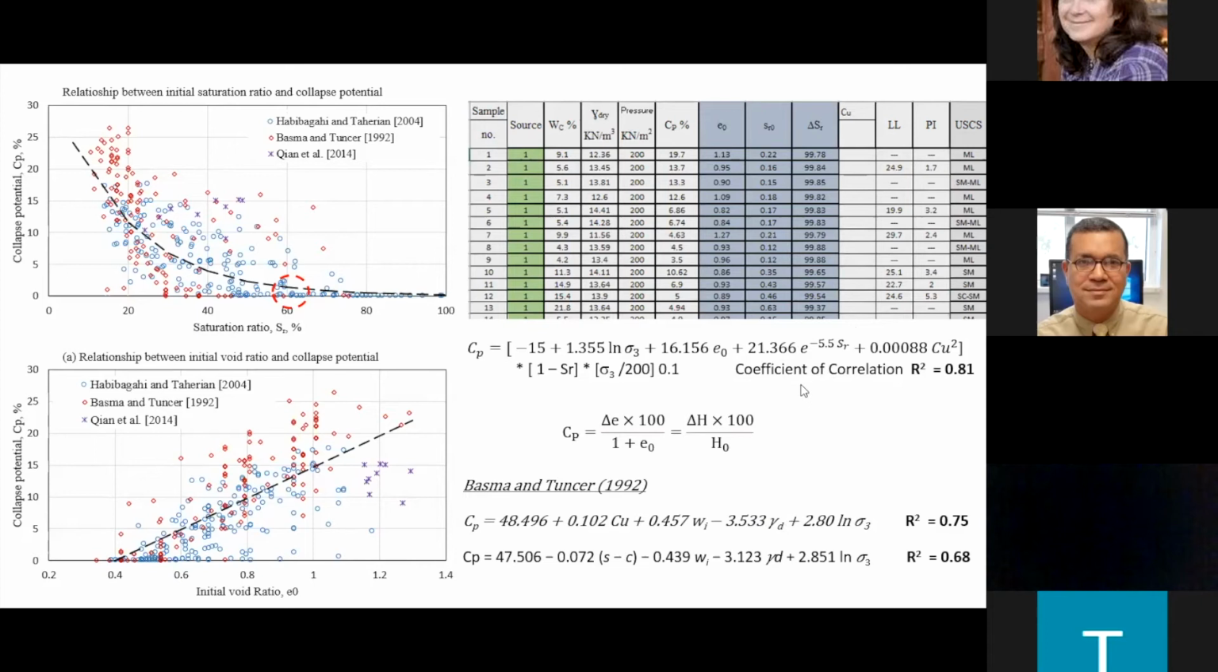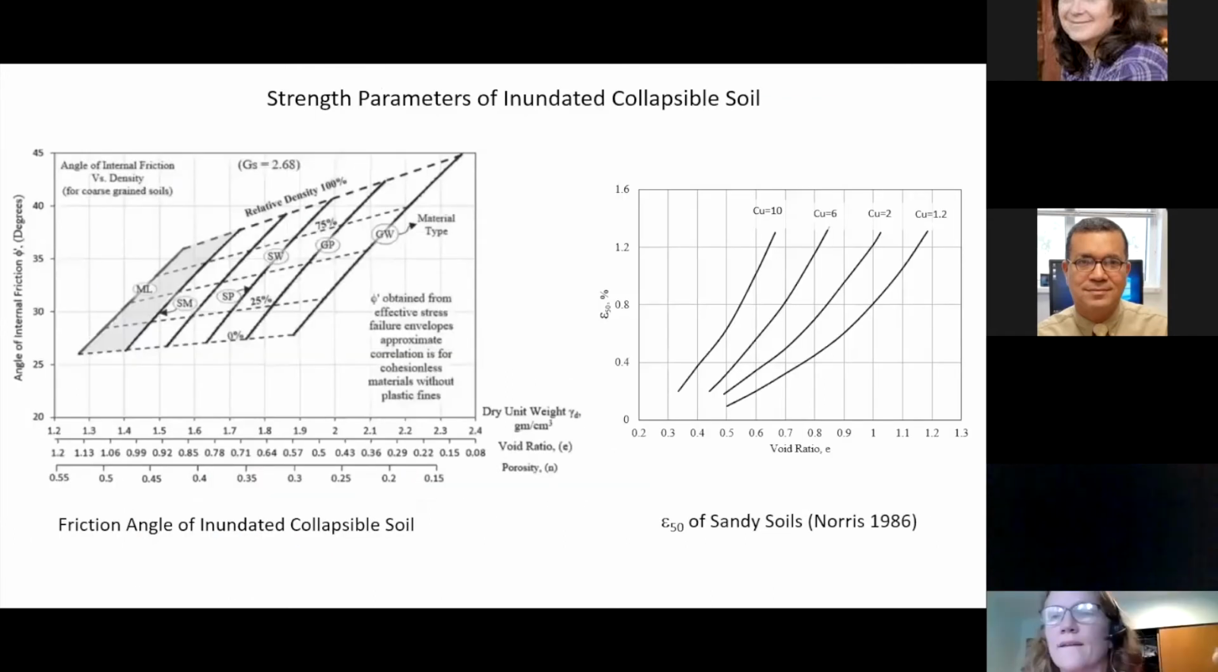Now we have this relationship that allows us to calculate the collapse potential. So what happens? Remember that when the soil collapses, inundated and collapsed, it's not the original soil anymore. It changed. It has been compacted. It has a different void ratio. It's going to have a different friction angle, which is very significant for us. So we need to calculate the new friction angle for the soil.